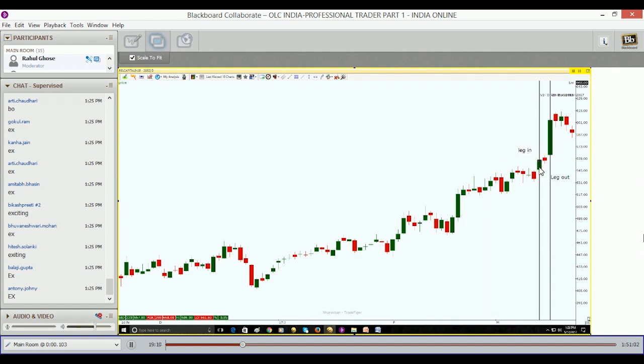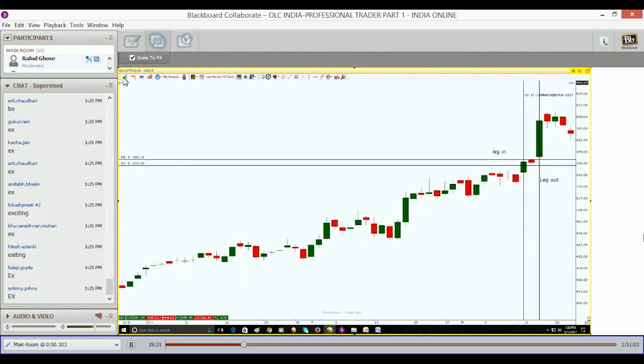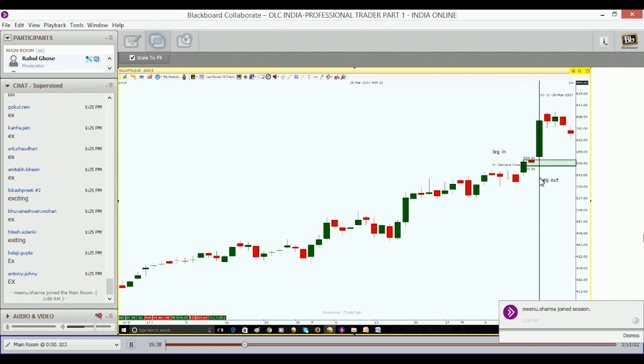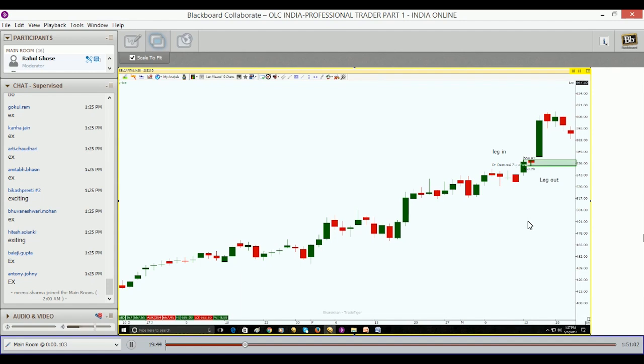Okay, I have my leg in, base, and my leg out. I take the lowest wick of the lowest base to the highest body of the highest base, go to the top left corner of the screen and mark my demand zone over here. I remove this line, this line, this line, and this line. This becomes my demand zone in Reliance Capital.